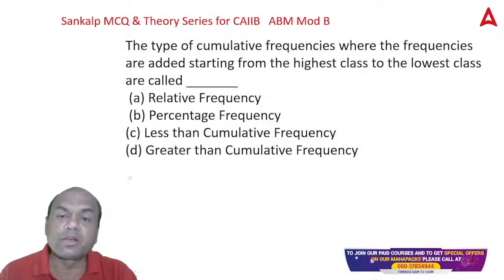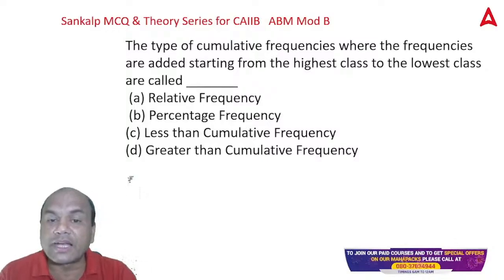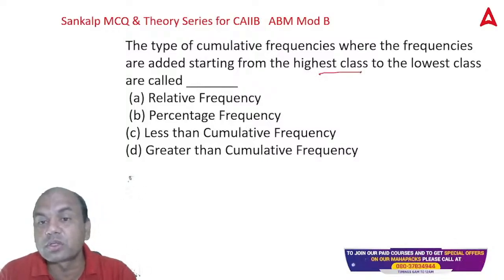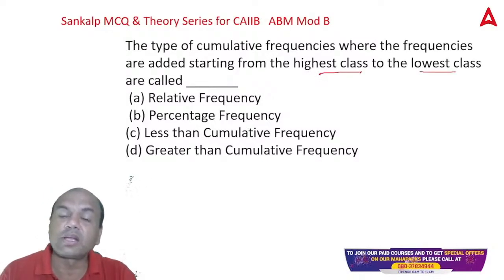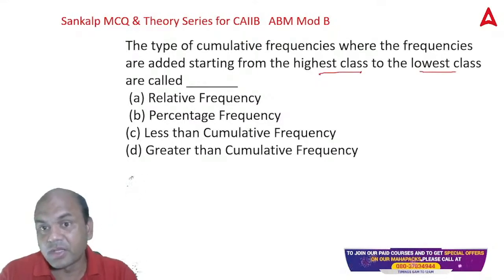The type of cumulative frequency where the frequencies are added starting from the highest class to the lowest class is called highest to lowest. Now, what do you mean by this?